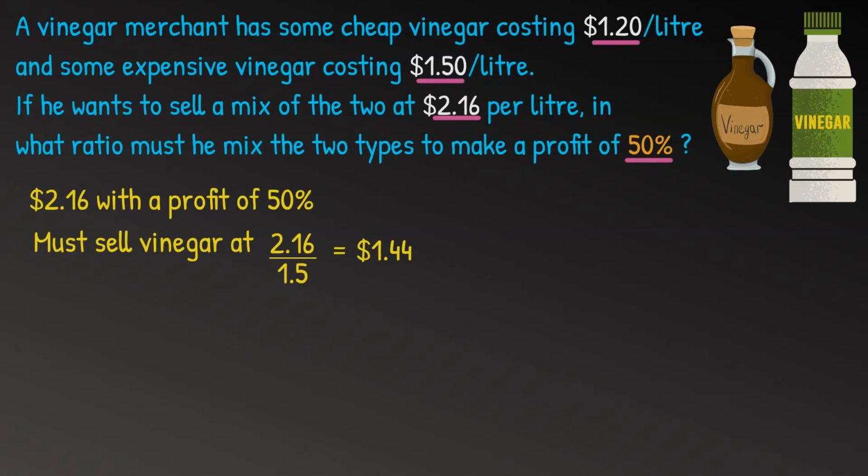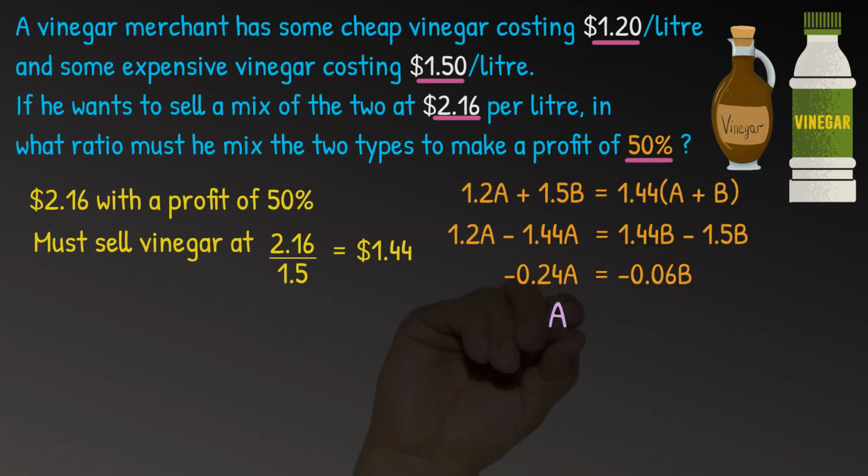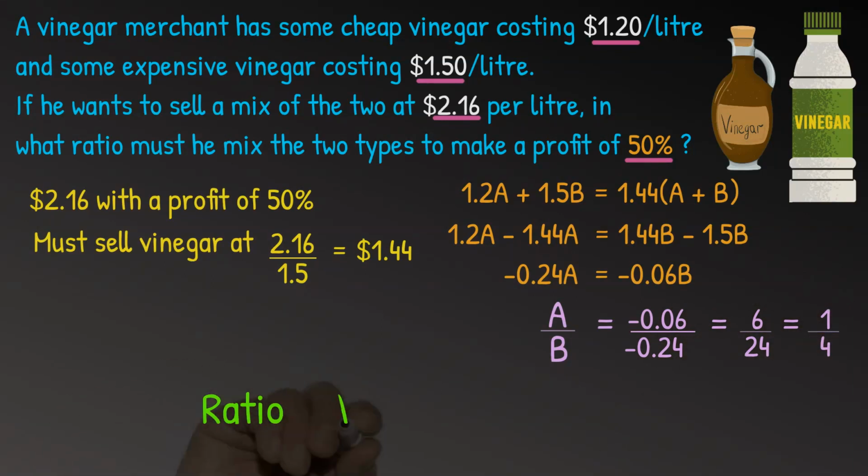And now we can solve it algebraically as we did in a previous video. So if we call the first vinegar A and the second vinegar B, we have 1.2A plus 1.5B is equal to 1.44 in brackets A plus B. And if we rearrange that, we get A divided by B is equal to minus 0.06 divided by minus 0.24, which is the same as 6 over 24 or 1 over 4. So the ratio of A to B is 1 to 4.